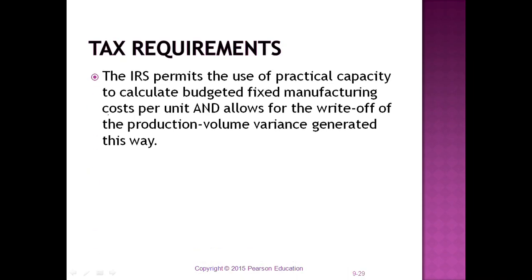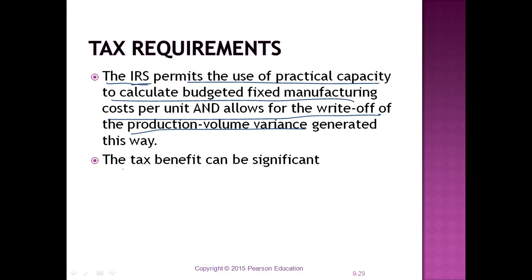If the reason was the tax purpose, then we could say that the IRS, the Internal Revenue Service, is the tax authority in the US. It permits the usage of practical capacity to calculate the budgeted fixed manufacturing cost per unit, and then it also allows you to write off any production volume variance that is generated because of this. So in this case, the tax benefit can be significant, as the IRS allows you to deduct the losses that you have made because of the production volume variance.